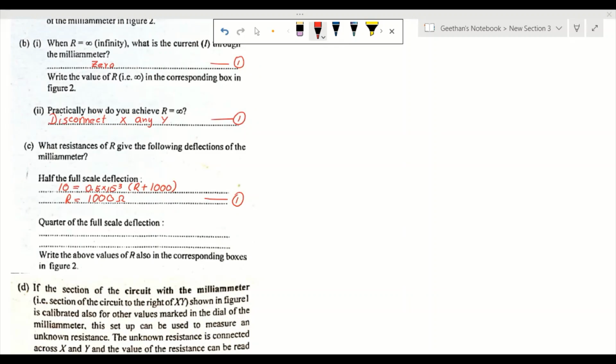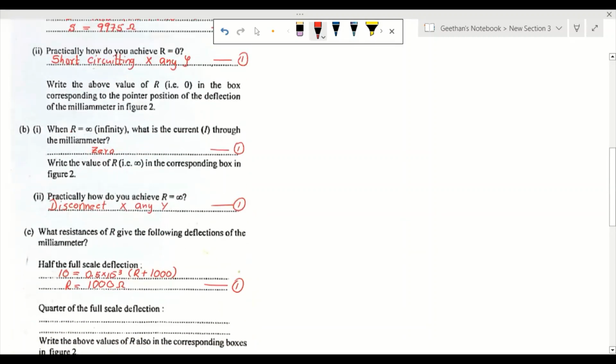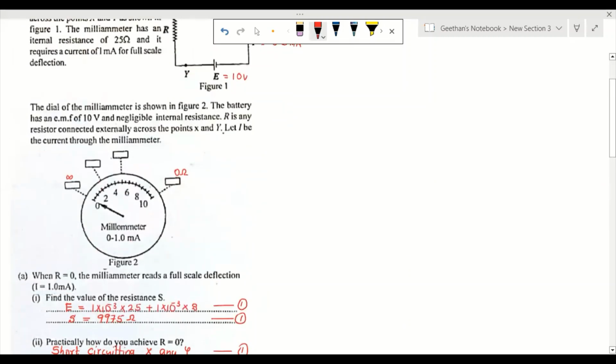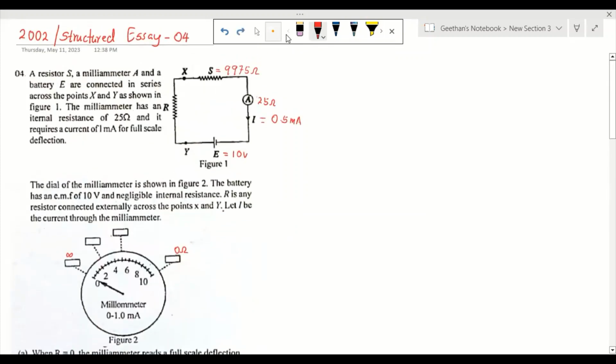Right, then they ask for quarter scale deflection. Let's see, a quarter of a scale. The full scale deflection is 1 milliampere, so the quarter scale is 0.25 milliamperes. So we can write there 0.25 milliamperes. You can also apply the same equation again.